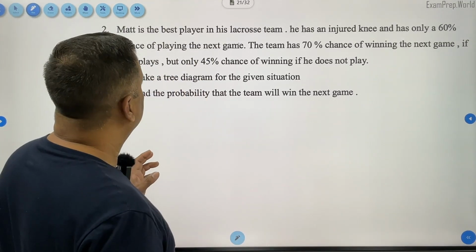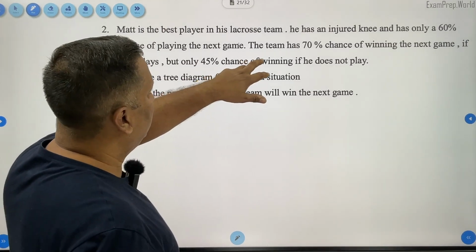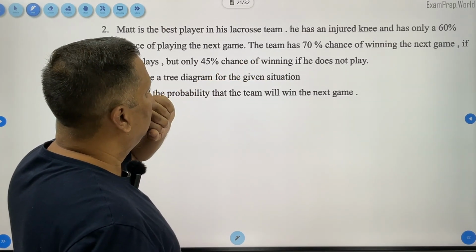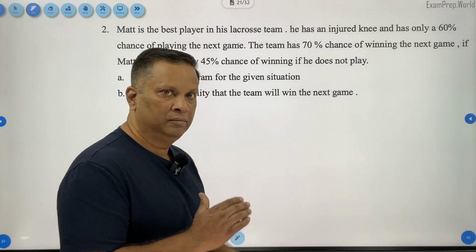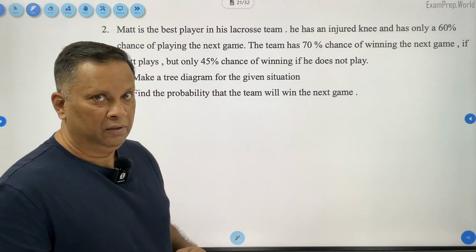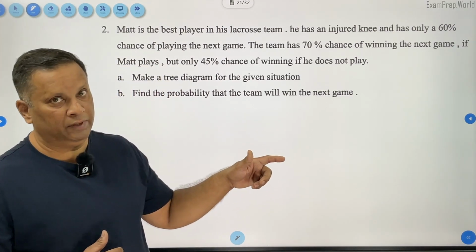So here, Matt is the best player in his lacrosse team, and he has injured his knee and has only 60% chance of playing the next game. So there's a guy who has injured his knee. We don't know whether he's going to play the next game or not, but there is a 60% chance that he will play.